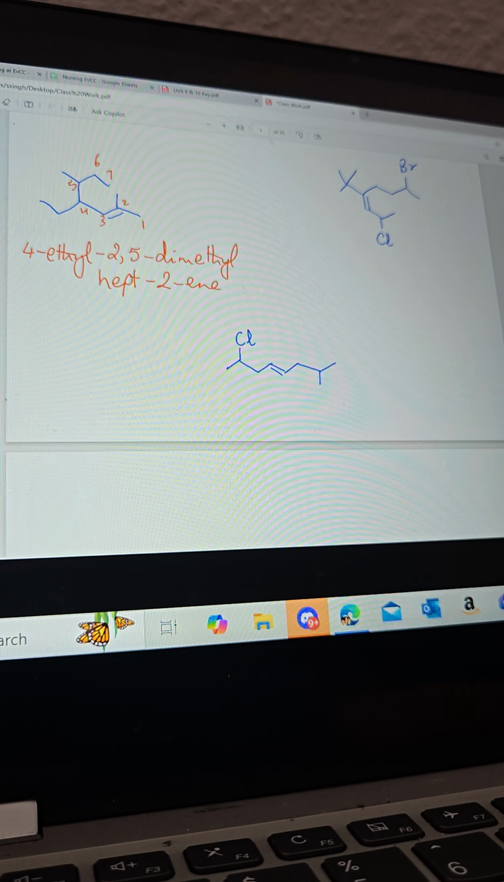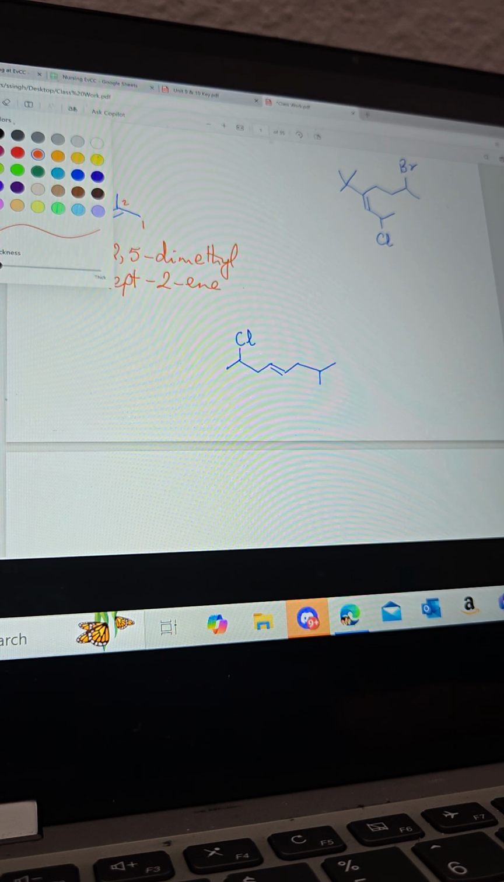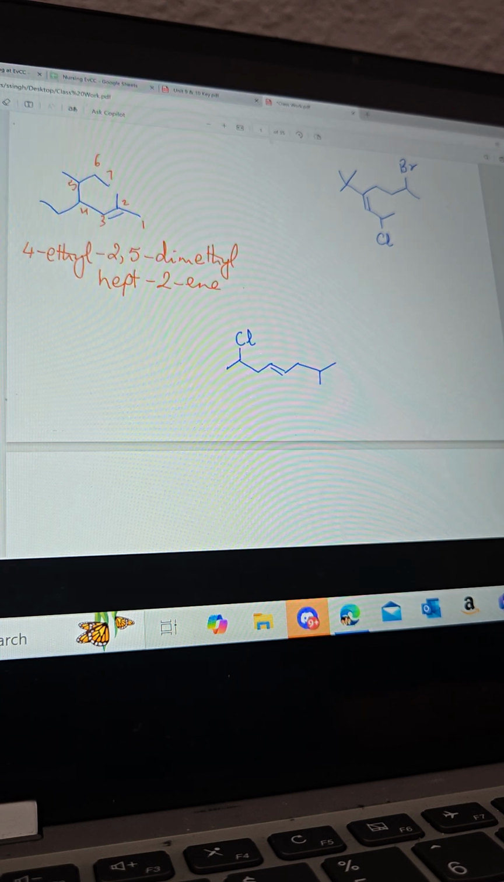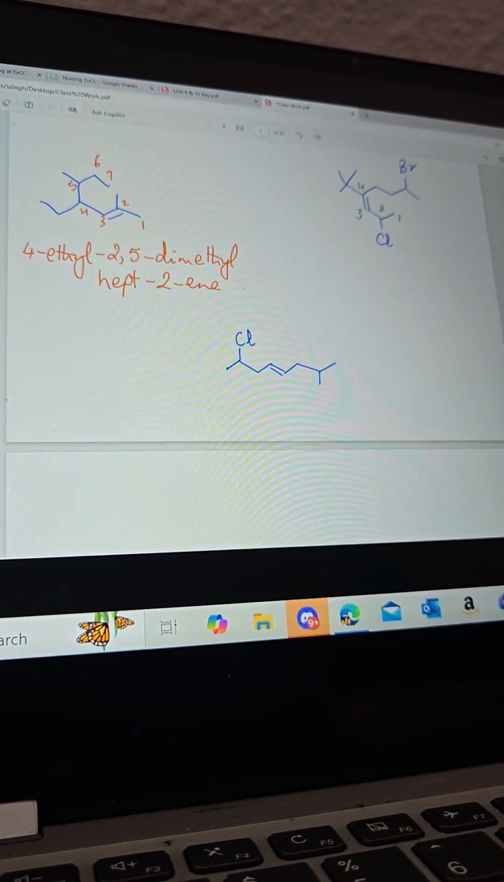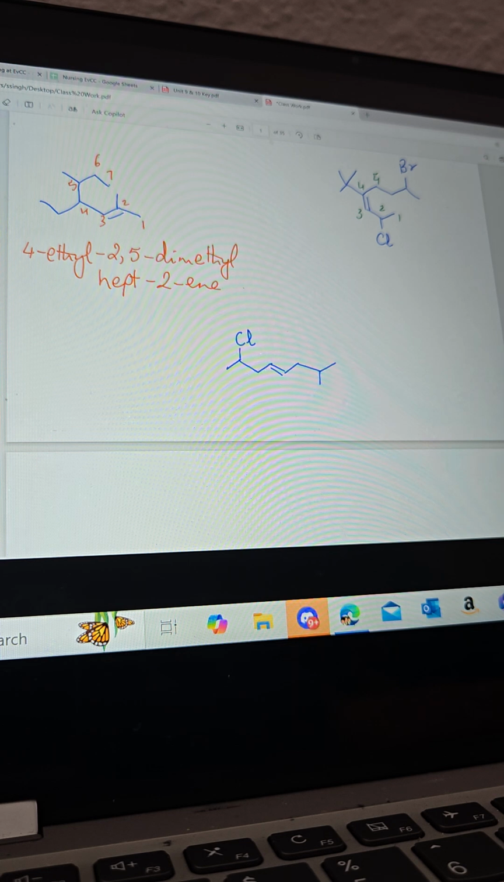Okay, next one. What's the parent? Octane or octene. So I'm numbering from the end closer to the double bond, because that way the double bond gets the smaller position, right? Oops, that's 4, 5 comes after 4. 5, 6, 7, 8. Everybody agrees? And then we name, okay? Who wants to go?